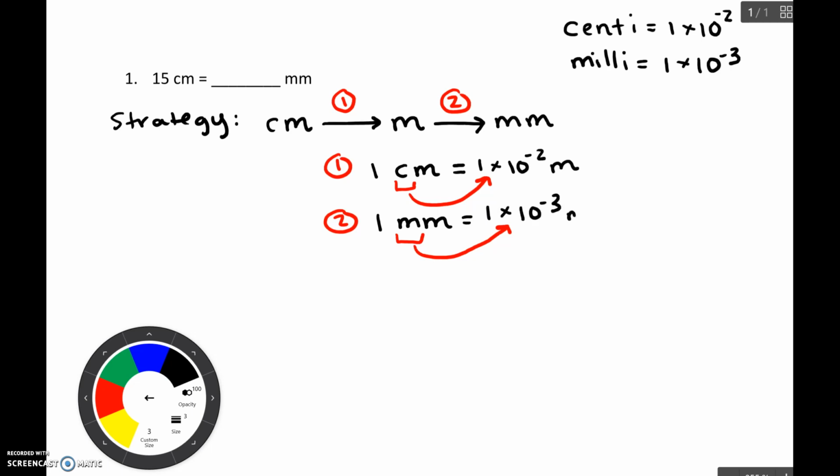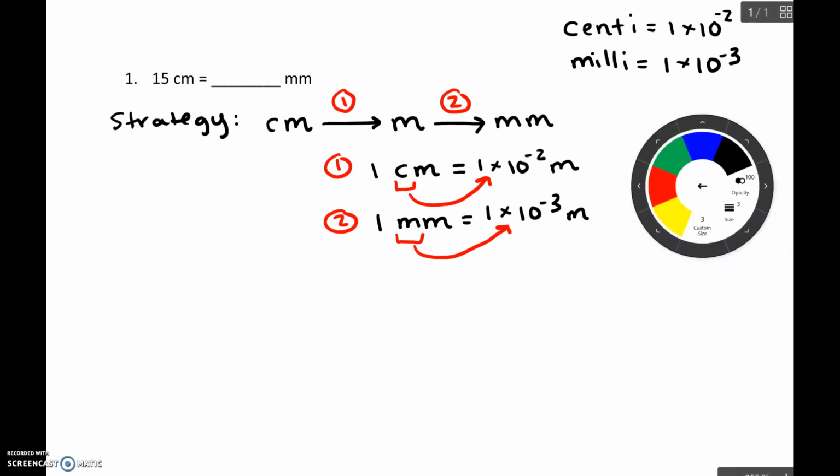When you write your equivalences within the metric system, it's important to notice how the prefix, the letter, in this case the lowercase m, and the factor are on opposite sides. So I have my equivalences for steps 1 and step 2. I'm ready to start the problem, and I'm always going to start with the same number in front, and that's the one that's given to me in the problem. So the number in front is going to be that 15 centimeters.